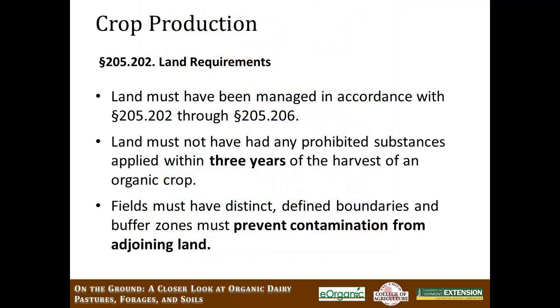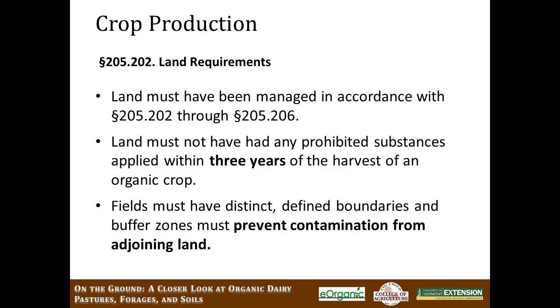So I want to take a quick look back at section 205.202 on land requirements in the organic standards, because not only do the materials used each season on a specific organic field need to be approved for use on an organic farm, but all of the materials within 3 years of the harvest of an organic crop need to be approved for use.